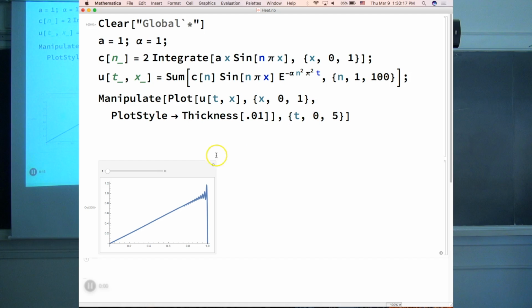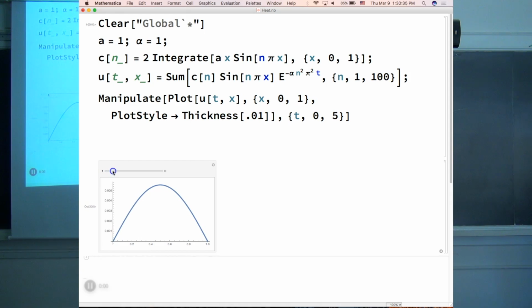And what this gives me the capability of doing is dragging this lever and changing t. So here's t at 0. Right, so that's our initial condition. Use your imagination to do away with the Gibbs phenomenon. And here's what happens at later times. And it's actually diminishing, so you're not seeing it because the axis keeps rescaling itself.